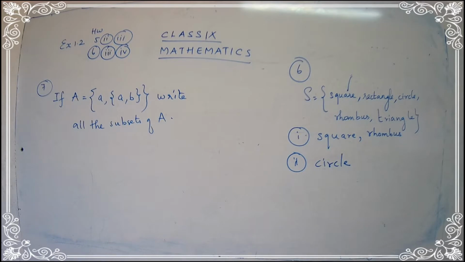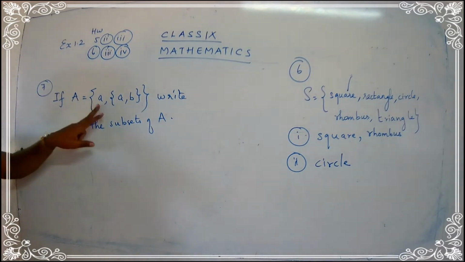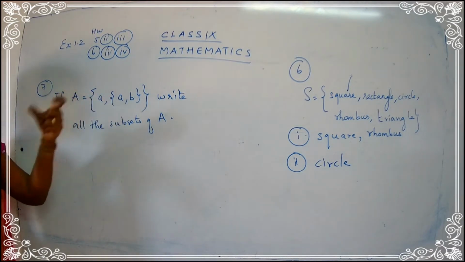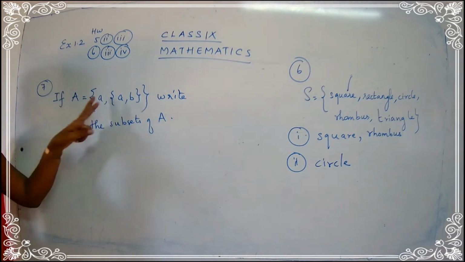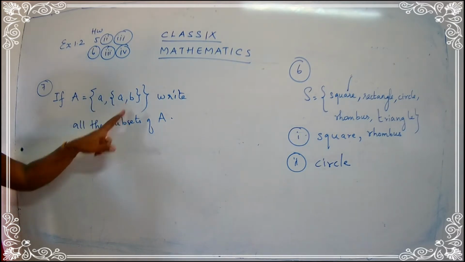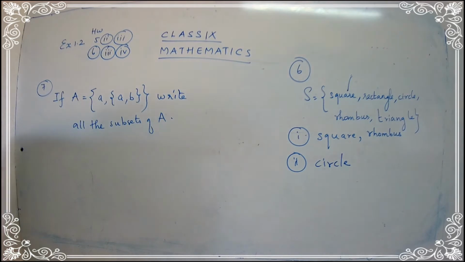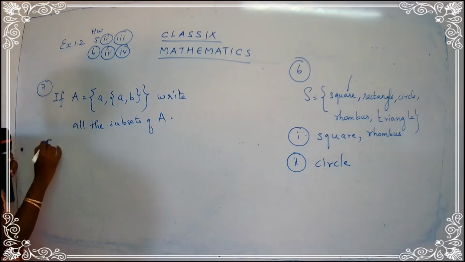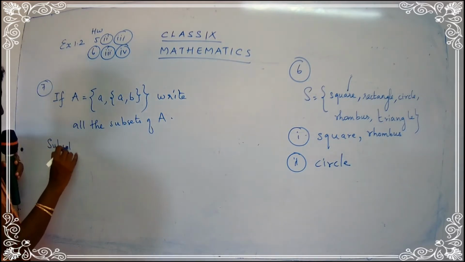So you have a set A. And who are the members of A? The members of A are A alone and AB together. So you have two members. The first member is A and one more member is AB. So let's write down the answer. I have already given you an example for subset, how to write the subset. You will be writing subset of A is equal to.